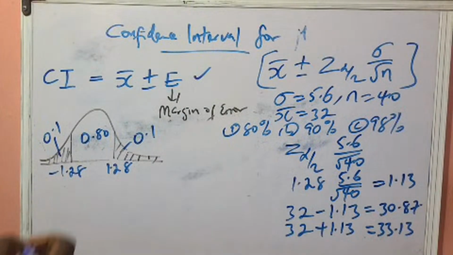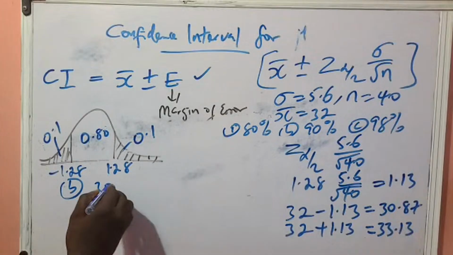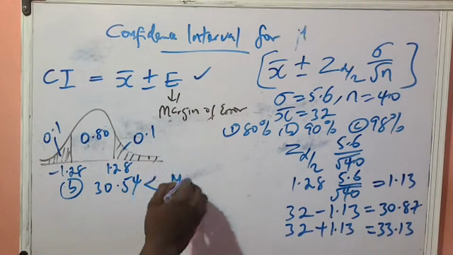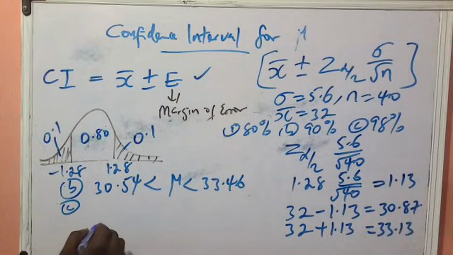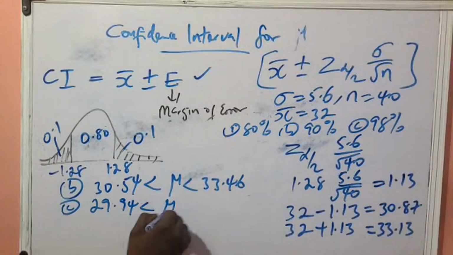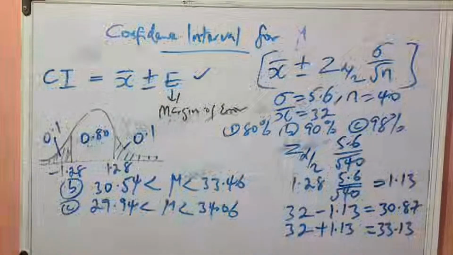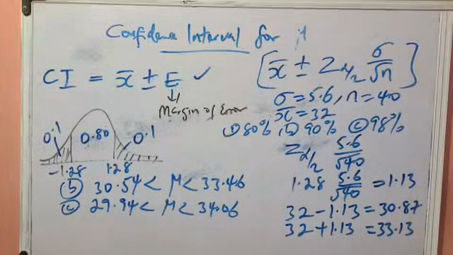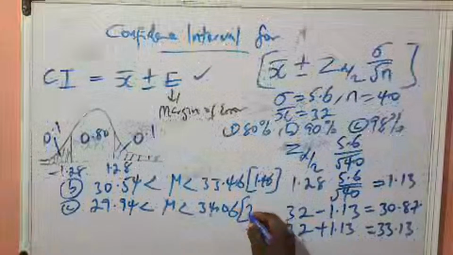So for the 90%, you should get a value of 30.54 and 33.46. And for that of 98%, you should get 29.94 and 34.06. All right. The values you should get should be actually these. If you don't get these values, please check your work. The margin of error for the 90% is actually 1.46, whereas the margin of error for the 98% was 2.06.